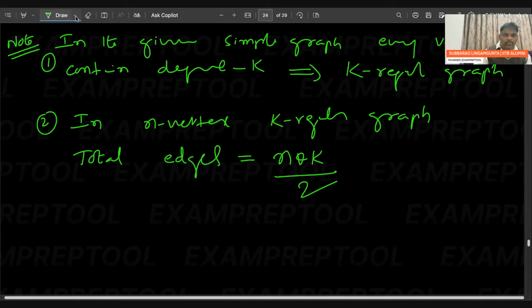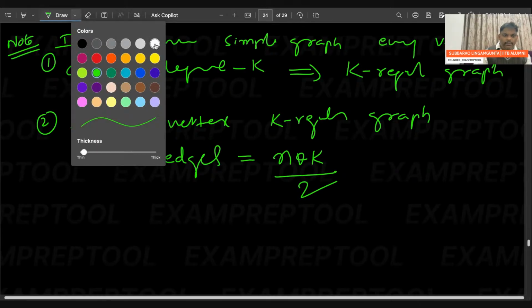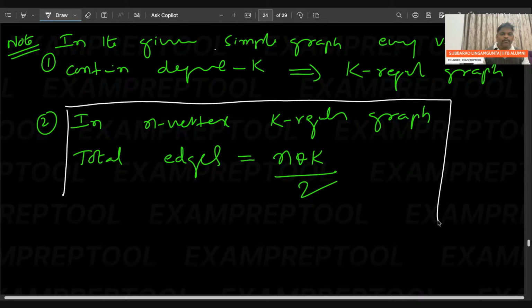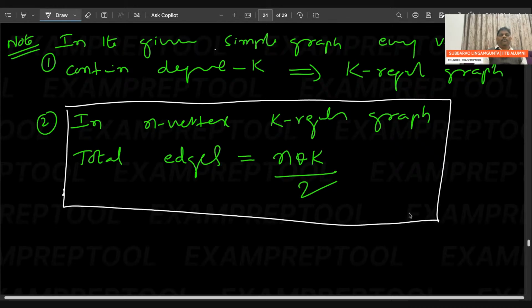So this is a very, very important statement. In an n vertex k regular graph, total edges is equal to nk by 2. In an n vertex k regular graph, total edges is equal to nk by 2. Right? This also I think you are comfortable.